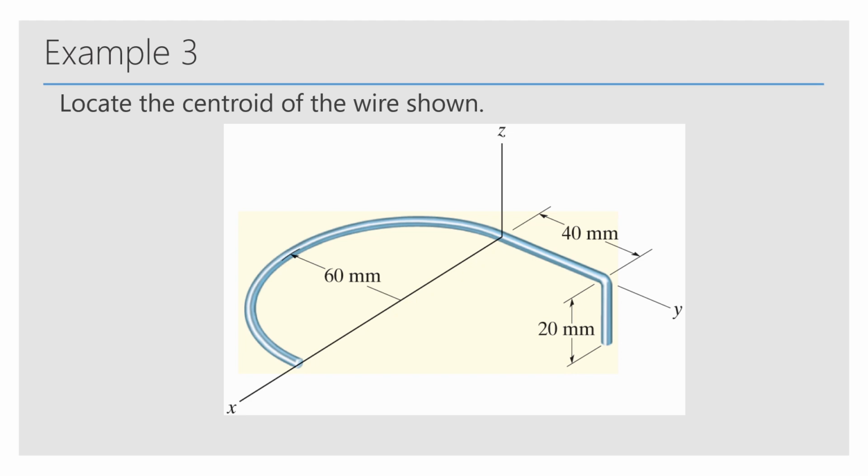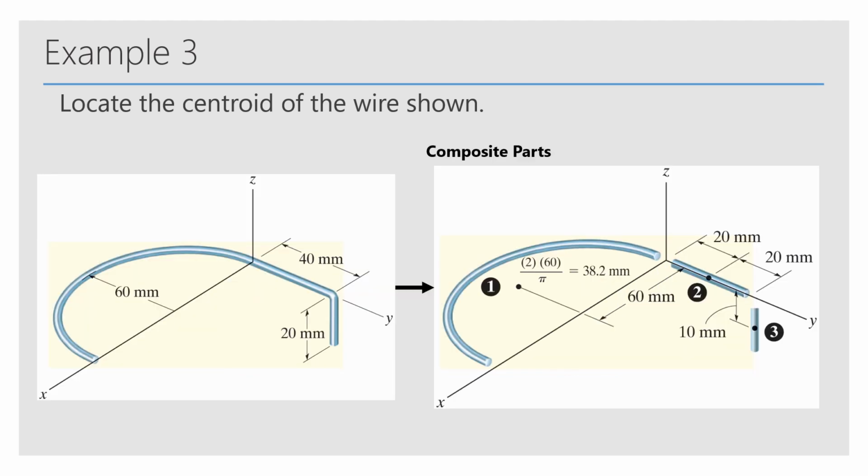Let's take a look at our first example. For this section, example 3, we'll locate the centroid of a wire, which is this wire shown here. First thing we're going to do is break this up into its composite parts. We see that we have that little semicircle which we're labeling 1. Then we have that part of the wire, that rod we're labeling 2. The other part is labeled 3.